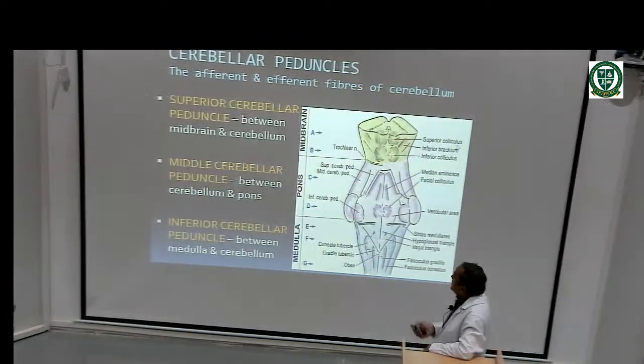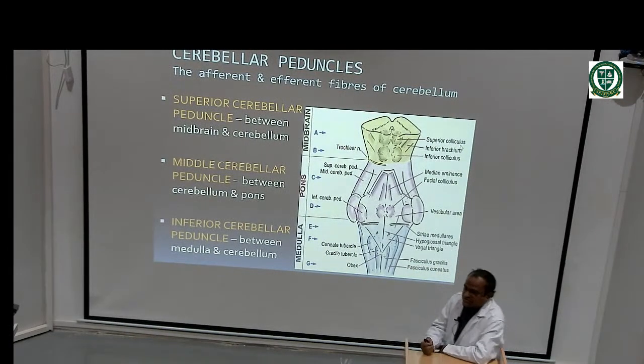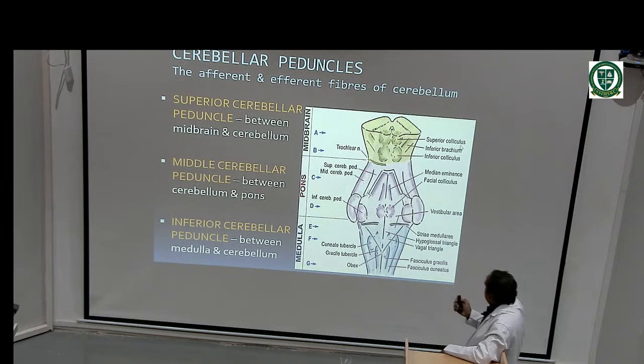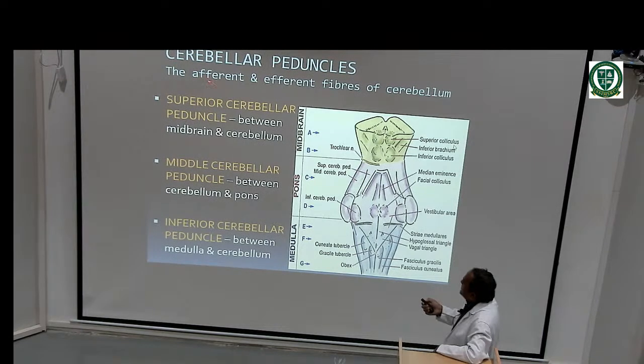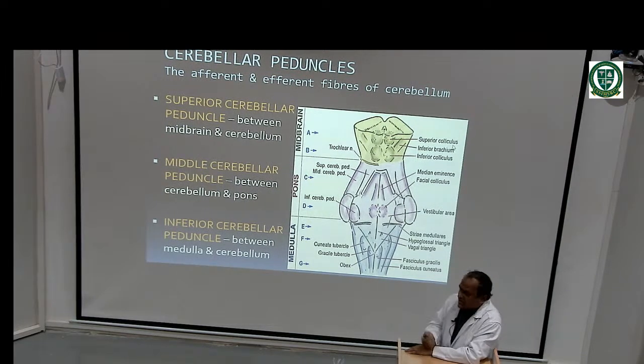Okay. So, what are the cerebellar peduncles? In this diagram, you are seeing the fibers. These are the fibers of the cerebellum, and these are the afferent and efferent fibers. They are bundled together and they form the cerebellar peduncles. And there are three cerebellar peduncles present.